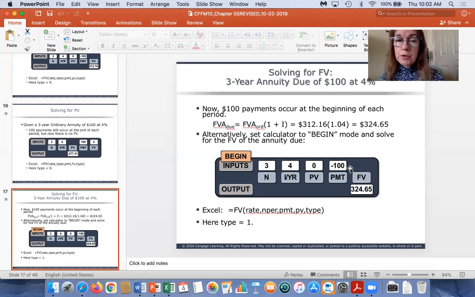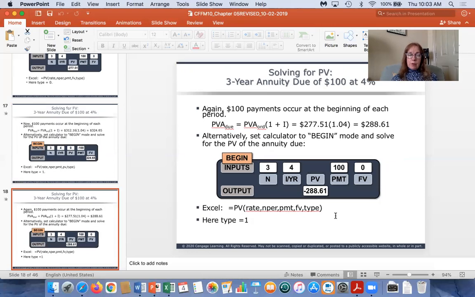Okay, so you set your calculator to this begin mode and then put these inputs in, hit compute future value, and you see that's your future value of an annuity due. It would be the same as taking this 312.16 times 1.04 if you were using the formula. And then same thing with the present value. We could take the 277.51 and multiply that by 1.04, and we would get the present value of an annuity due.